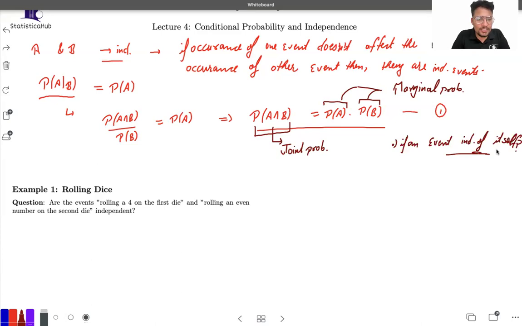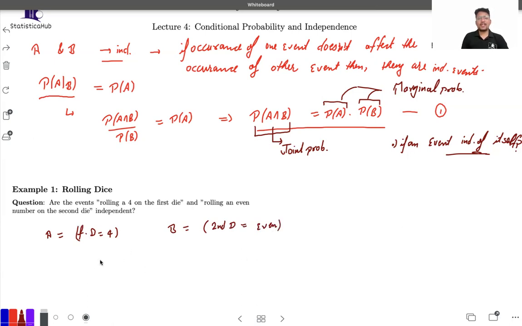Okay, let's come to the example that is given over there. The example says: are the events rolling a 4 on the first dice and rolling an even number on the second dice independent? Technically, you are having two dice. So the event A is saying 4 on the first dice. So the first dice is showing 4. That is your event A. The event B is saying the second dice is having an even number.